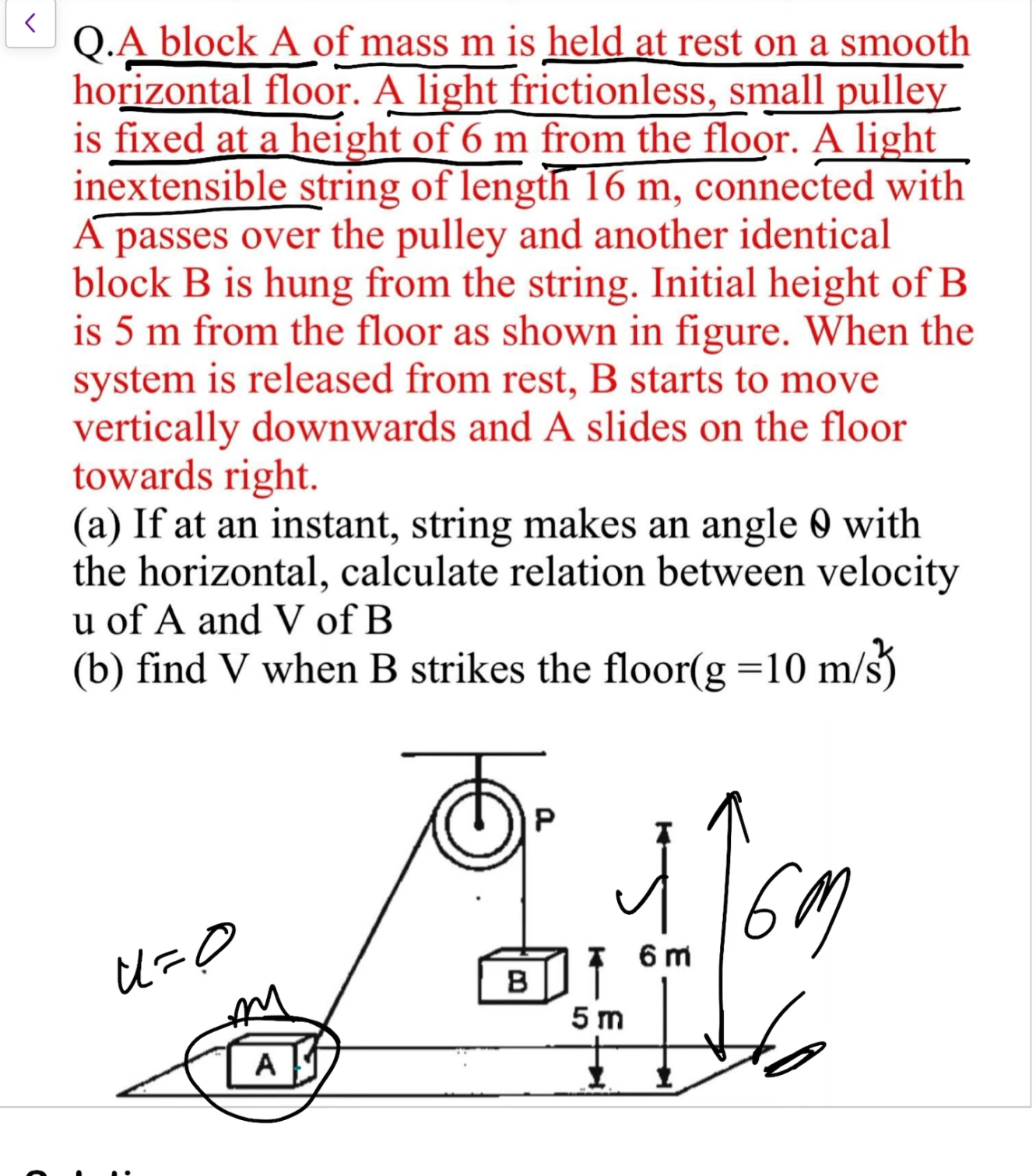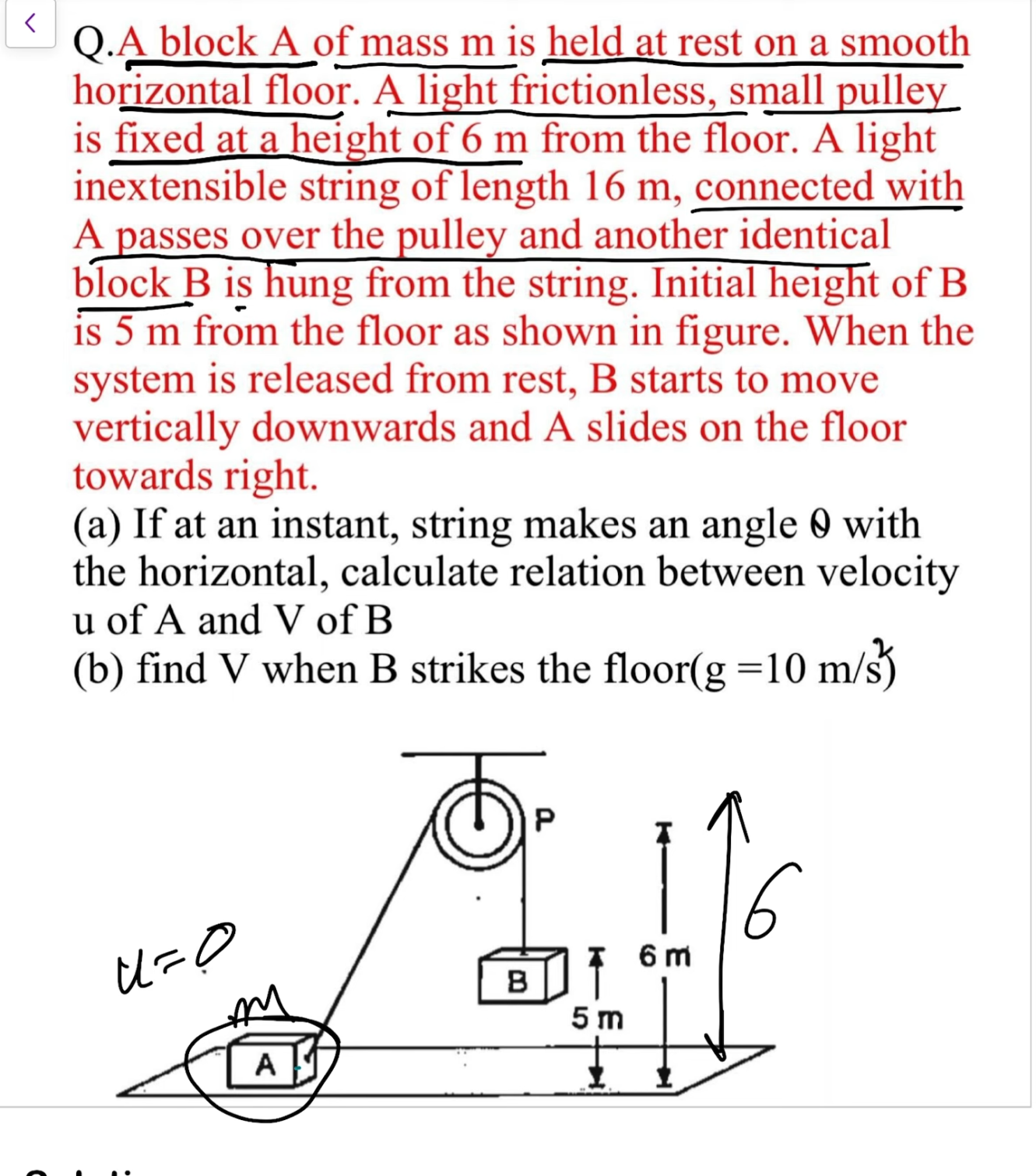A light inextensible string of length 16 meters, clear or not? It is connected to A, passes over the pulley, and another identical block B is hung from the string. Connected like that, that is A and that is B. The initial height of B is 5 meters from the floor, as shown in the figure.